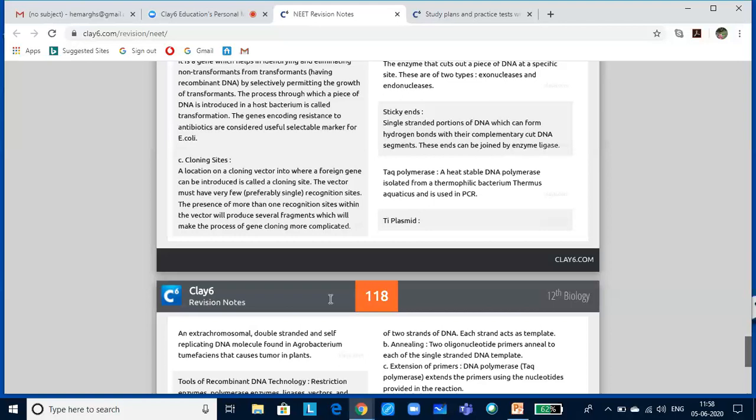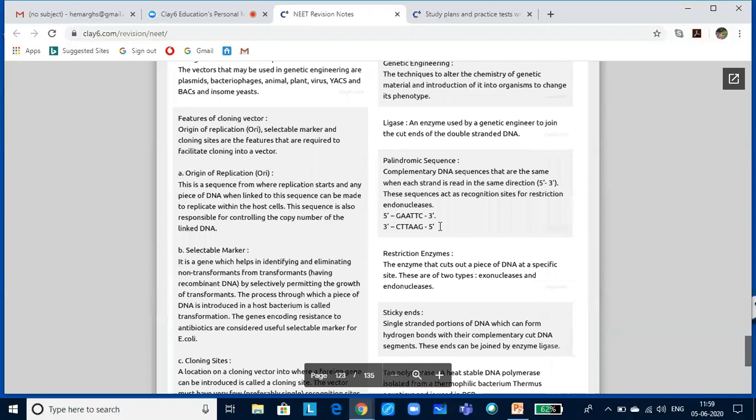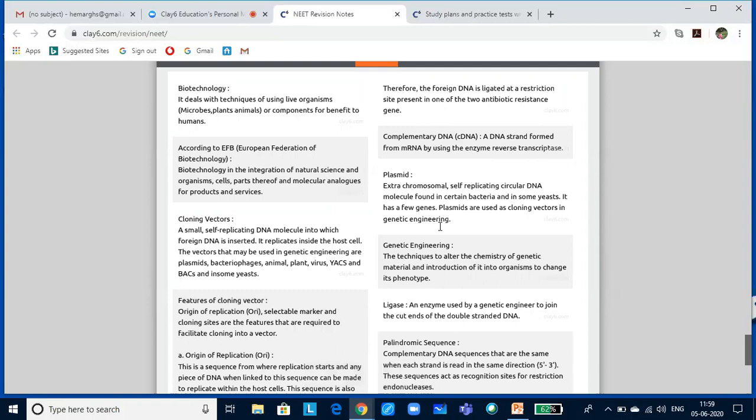The vector must have very few recognition sites. Presence of more than one recognition site within the vector will produce several fragments, which will make the process of gene cloning more complicated. Therefore, foreign DNA is ligated at the restriction site present in one of the two antibiotic resistance genes. So this is about the characteristics of a cloning vector.